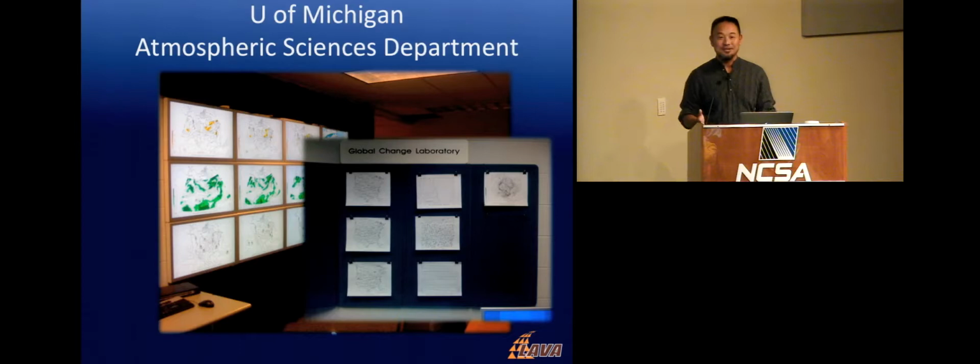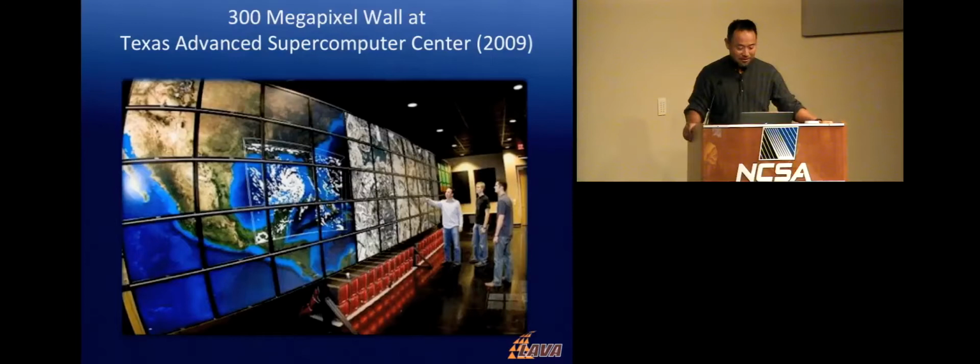And then it kind of got a little bit out of control. TAC, Texas Advanced Supercomputing Center, decided they wanted to build a bigger one than anybody else ever had because they had oil company money. This is the first 300 megapixel wall, and then UC San Diego couldn't stand for it, so Larry Smarr had to build a 301 million pixel wall. This one is at UC San Diego.